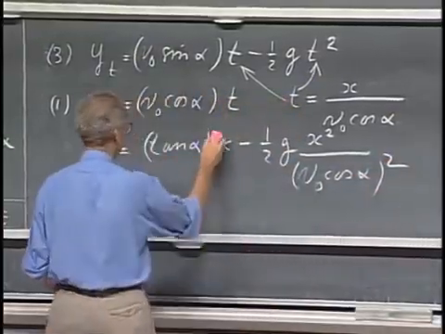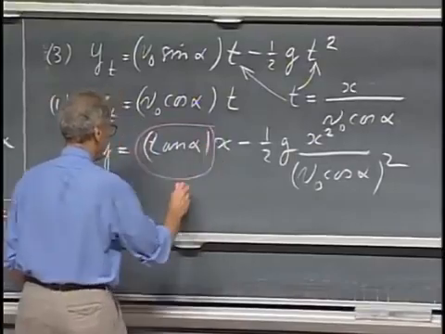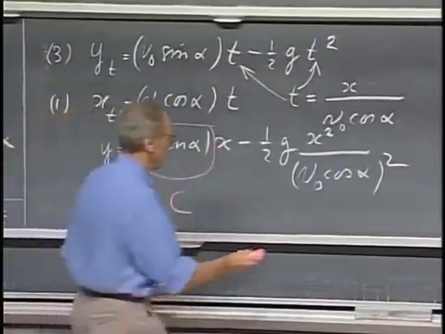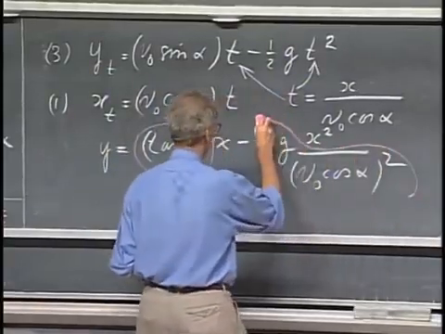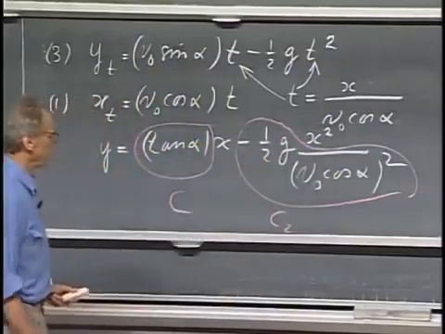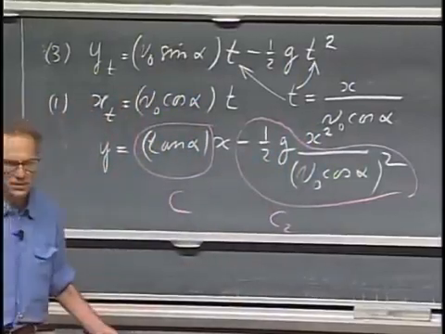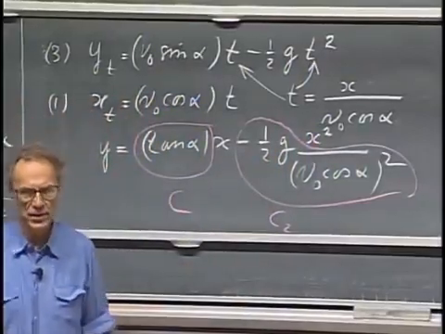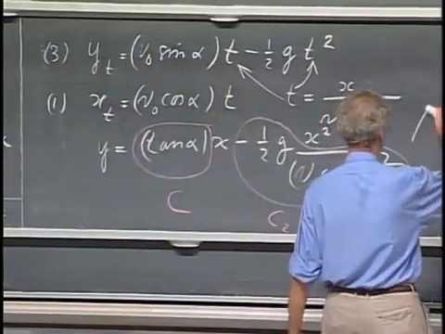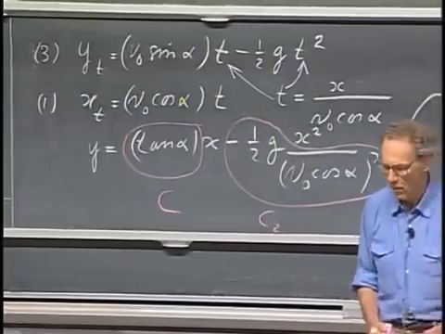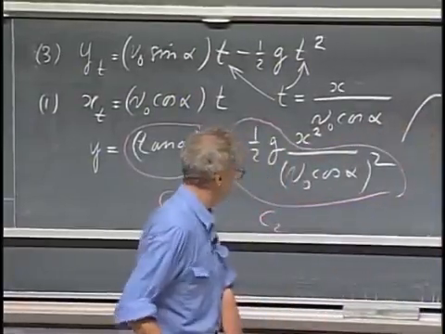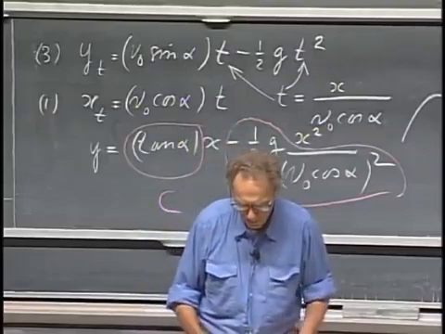And now look very carefully. y is a constant times x minus another constant times x squared. That is a parabola. It's a second order equation in x, and it's a parabola, and the parabola has this shape. So you see now, by eliminating the time, that we have here a parabola.